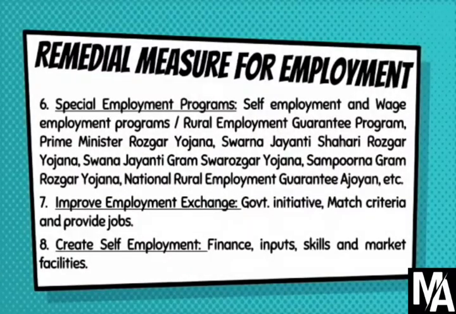Moving further, we have special employment programs, which we have already studied in chapter number 4, that is poverty and poverty alleviation programs. In India, we have self-employment and wage employment programs such as Rural Employment Guarantee Program, REGP, for rural people, Prime Minister Rozgar Yojana for educated rural youth, Swarna Jayanti Shahari Rozgar Yojana, Swarna Jayanti Gram Rozgar Yojana, Sampoorna Gram Rozgar Yojana, National Rural Employment Guarantee Act, etc.